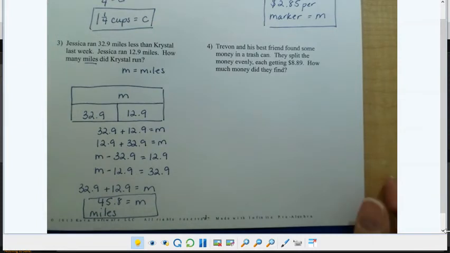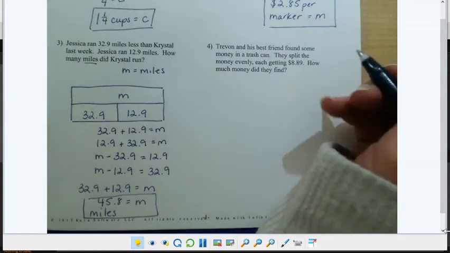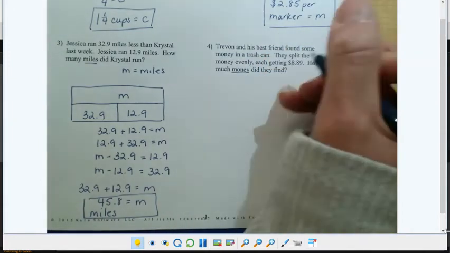All right, go ahead and pause and try number 4. Trevon and his best friend found some money in a trash can. They split the money evenly, each getting $8.89. How much money did they find? So, again, I'm looking for money.